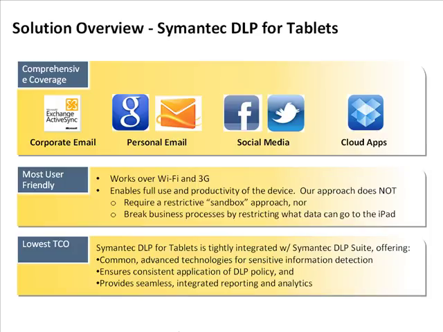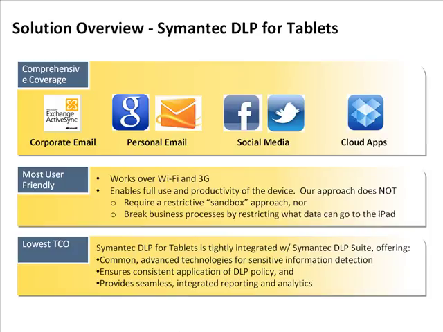DLP for Tablets provides comprehensive coverage across the major threat vectors our customers are worried about, namely corporate and personal email, web communications, and selected app use. It does this by directing all tablet communications through a secure VPN back to the corporate network, where traffic can be inspected for security policy violations by the DLP Tablet Prevent server.